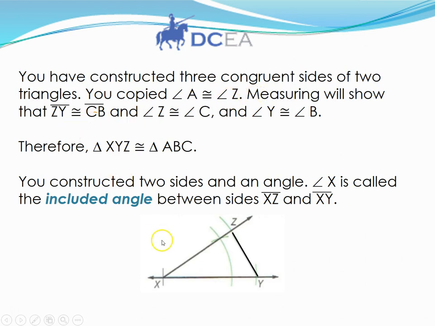Measuring would show that XY is congruent to CB of the original triangle, and that X was congruent to C and Y was congruent to B. Therefore, we've proved 3 angles and 3 sides. We can now state that triangle XYZ is congruent to triangle ABC. Angle X is called the included angle between the sides XZ and XY.